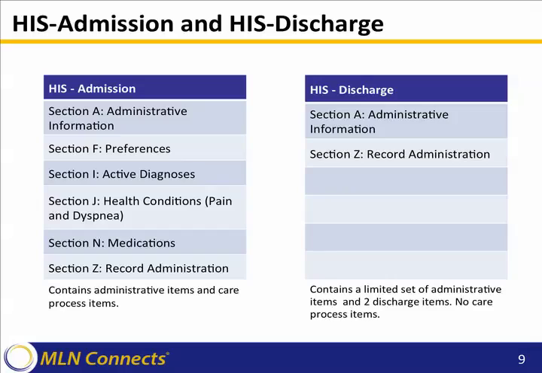Hospice providers are required to submit 2 HIS records for each patient admission to hospice, a HIS admission record and a HIS discharge record. The HIS admission record contains items from all 6 sections of the Hospice Item Set, including the administrative sections, Sections A, I, and Z, and the care process sections, Sections F, J, and N. The HIS discharge record is much more limited in scope and contains only a subset of administrative items from Sections A and Z.